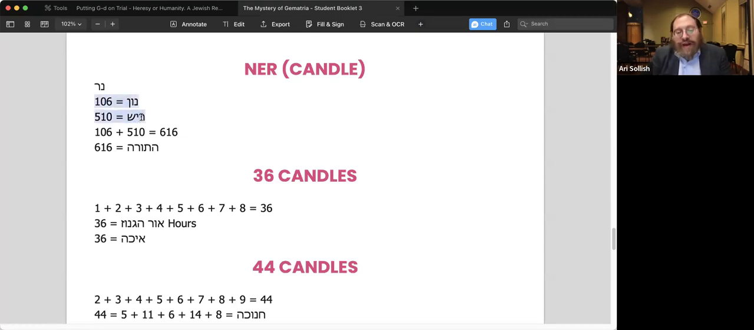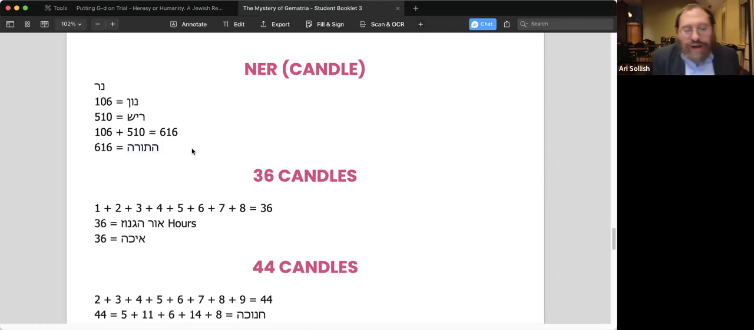So 106 and 510. What if you add nun and resh together? What if we were so reckless as to add the 2 together? Nun and resh, the miloi. 106 plus 510 equals 616. What does 616 equal? HaTorah. The word HaTorah, the Torah, again, is 616. 5 plus 400 plus 6 plus 200 plus 5 equals 616.